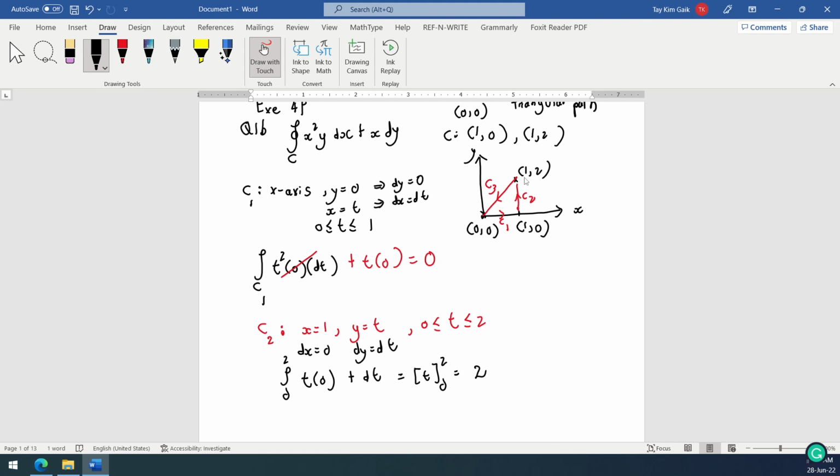Then you do curve C3. On curve C3, you can obtain the linear graph. So you see, on curve C3, look at here.